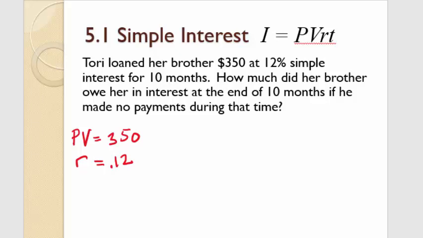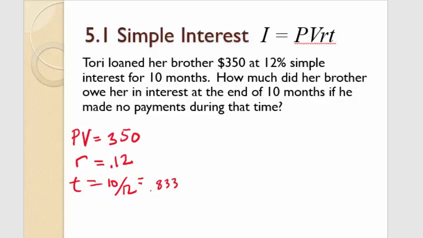And the 10 months is going to represent the time, or T equals, now 10 months is in months, and so I need to convert that to years. And I can do that by taking 10 and dividing it by 12. That decimal is actually 0.833.